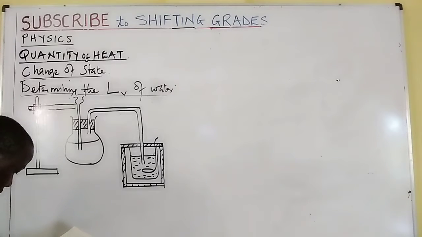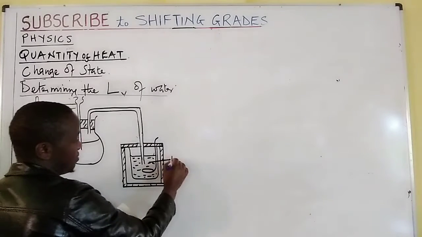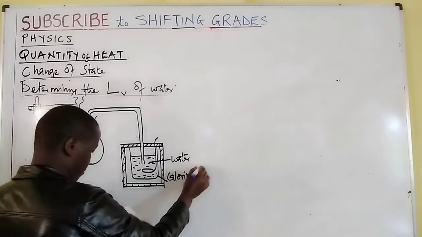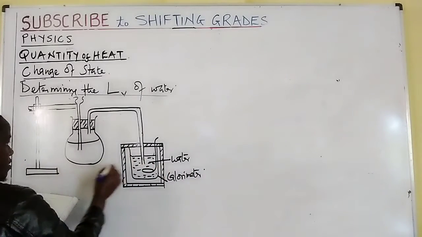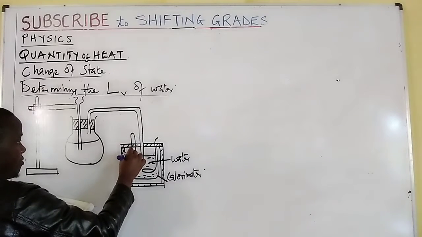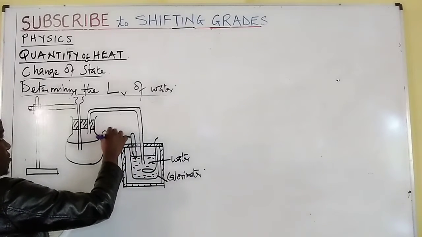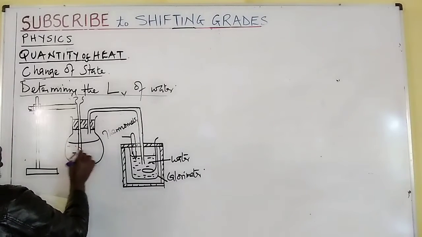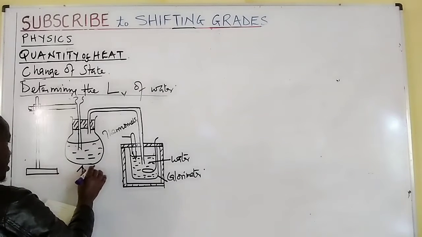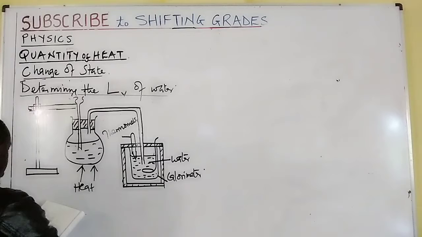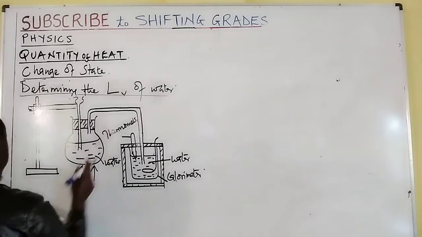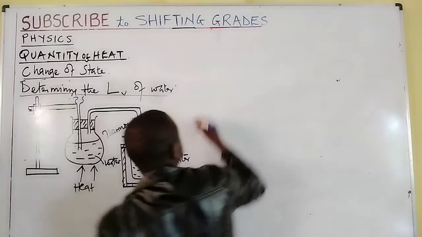So what you do is record the initial temperature of water in the calorimeter. So this is the water. This is a calorimeter. This one is a delivery tube. We have a thermometer here, dipped here. This is a beaker with the water, and it's being heated. That's heat. So this is water. This is a stand, this is a flask.